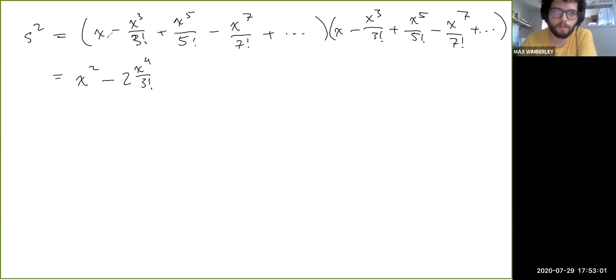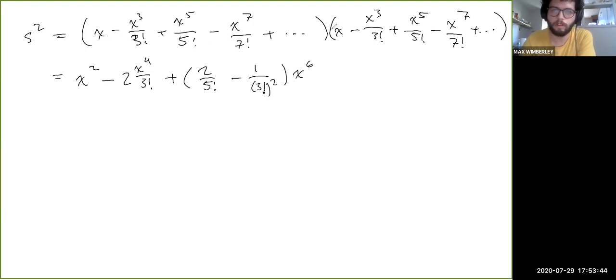Okay, so let's look at the next thing. The next one would be x to the 6th. Now there are actually 3 ways to get x to the 6th. One of them is x times x to the 5th over 5 factorial, or you could flip that, so that's 2 ways. And then there's a third way, which is choosing the cubes from both. So we'd get a 1 over 5 factorial and a 1 over 5 factorial, so that's 2 over 5 factorial, and then minus 1 over 3 factorial squared. And then this is all times x to the 6th.